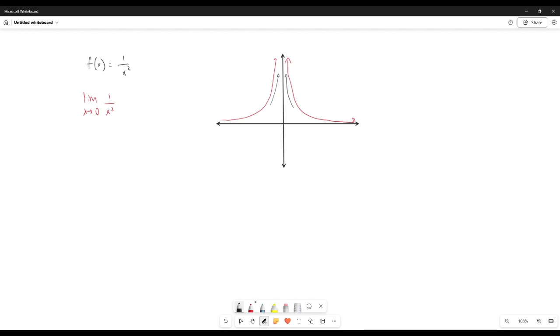In order to indicate this kind of behavior, we use the notation that the limit approaches infinity. This does not mean that we are regarding infinity as a number, but it also does not mean that the limit exists. It simply expresses the particular way in which the limit does not exist.